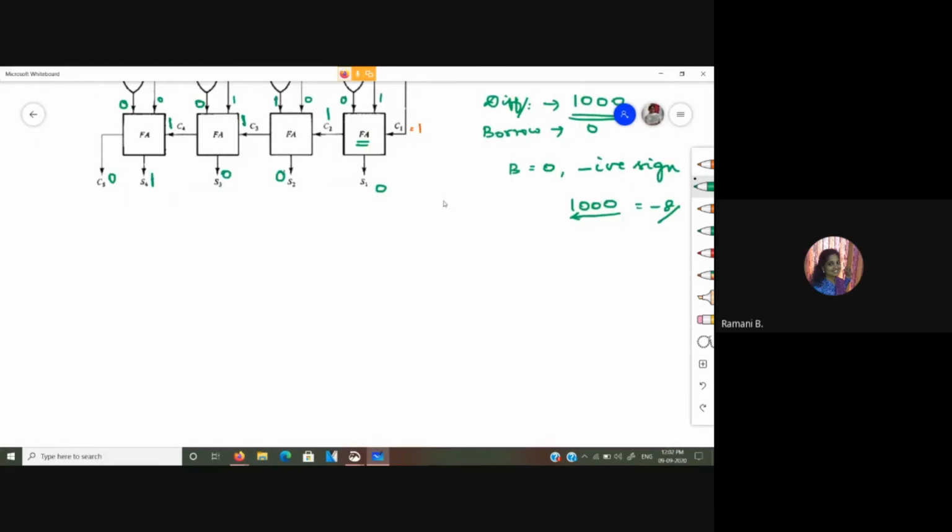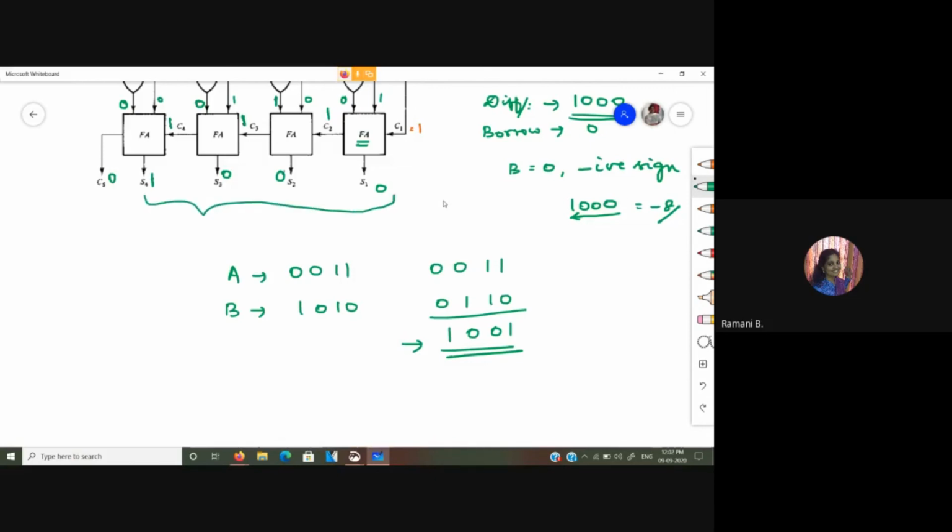So if you are going to have A to be 0011 and B to be 1010, you are supposed to have the answer as minus 7. So you will be getting this as 0011, and taking the 2's complement of this, 0110. This will be your answer actually. That is what you will get over this portion, and your C5 will be 0.